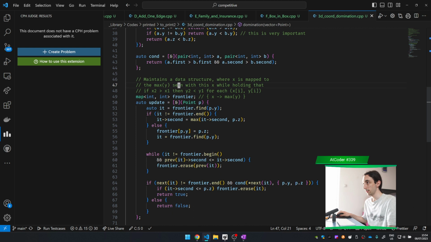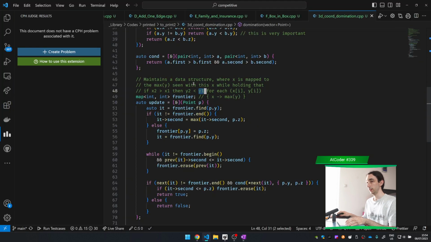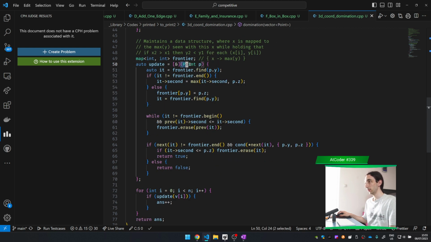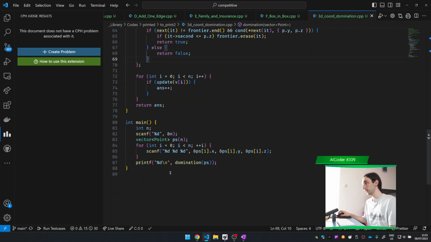This maintains a data structure where x is mapped to the maximum y seen with this x, while holding that for some other x that is bigger than this x, the y has to be smaller. This is what we said: for some other x2 that is bigger than x1, the y2 has to be smaller than y1, because y1 is somewhere here and y2 is somewhere there. So this is the main data structure, and updating with another point just adds a point there. Okay, I went maybe too far into explanations, but I want to explain it really well.